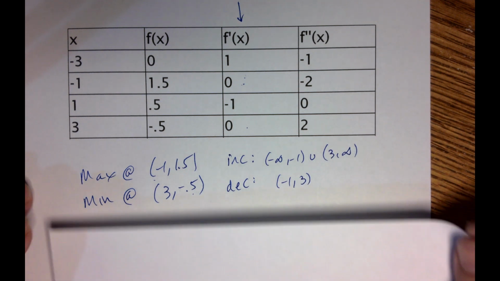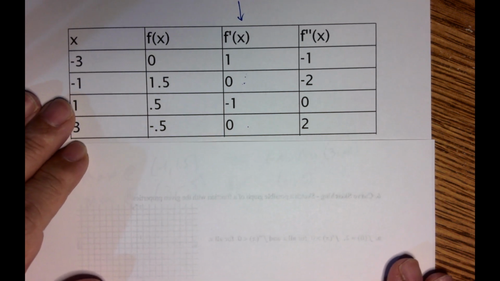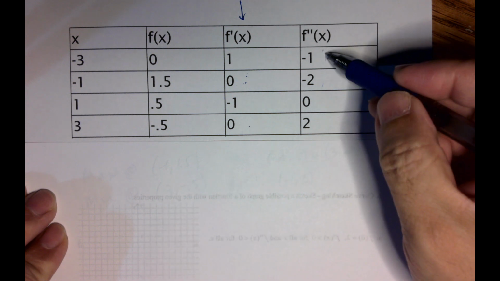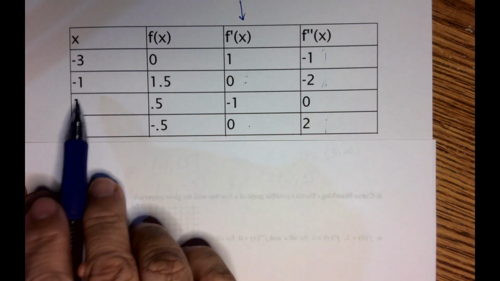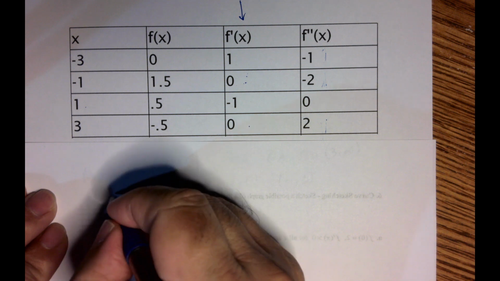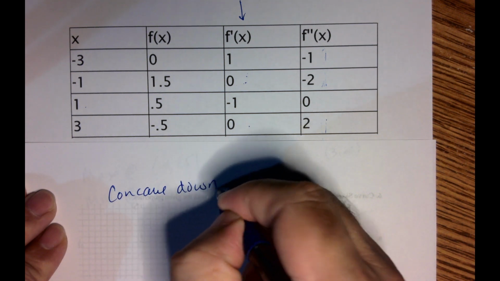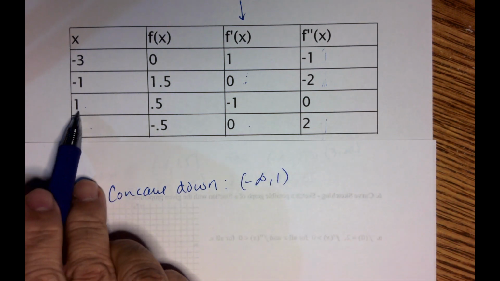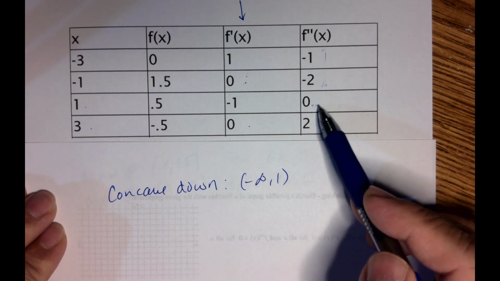All right, let's talk about concavity. I don't have enough space where you can see the table and me at the same time. So concavity, you've got concave down here and concave up here. It's negative on this side of x equals 1, and positive on this side of x equals 1. So it's concave down from negative infinity to 1, because that's the x value. And here, the second derivative is 0.